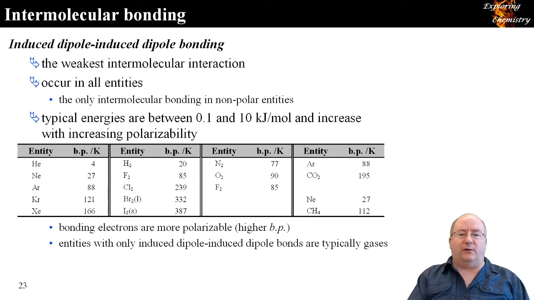If we go over to the far right-hand side, there's a couple more examples. I'm just going to do the one on the bottom, neon and methane. Neon has a boiling point of 27, 10 electrons all around a single nucleus. Methane has 8 bonding electrons. The boiling point is now about 4 times higher due to the fact that those bonding electrons are more polarizable. But in general, the induced dipole interaction is generally very weak. So under ambient conditions, 25 degrees Celsius, 300 Kelvin, these entities are typically gases.